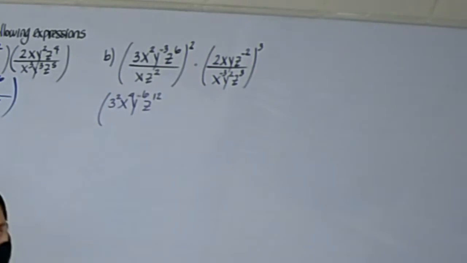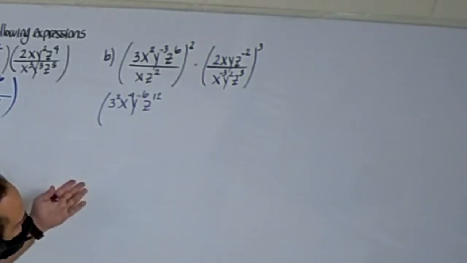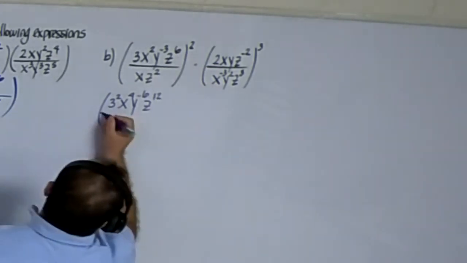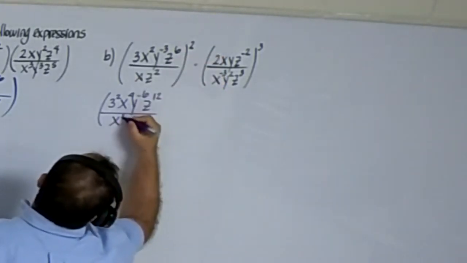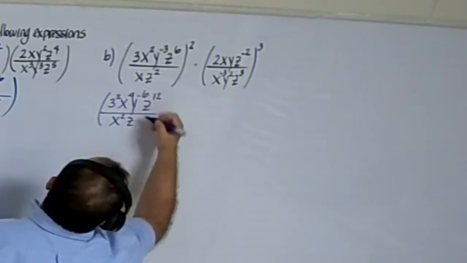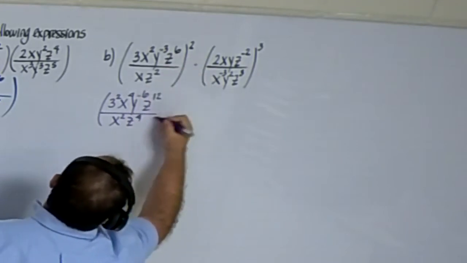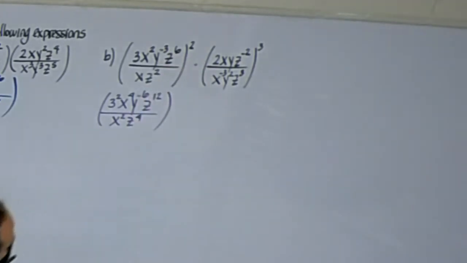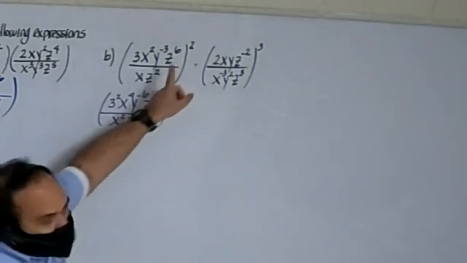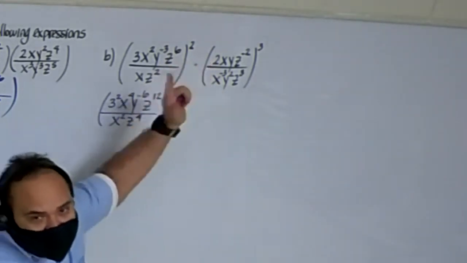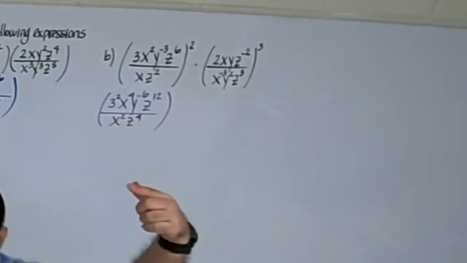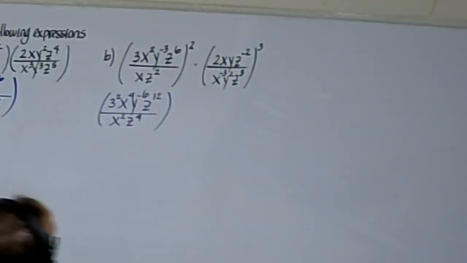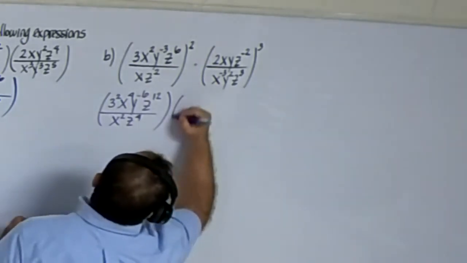Are you following me? Over X squared, Z at what power? 4. Will be 4 because remember, in this case, I'm not adding. In this case, I'm multiplying the powers. That's why the name, power of power. And I'll do the same with the other one.